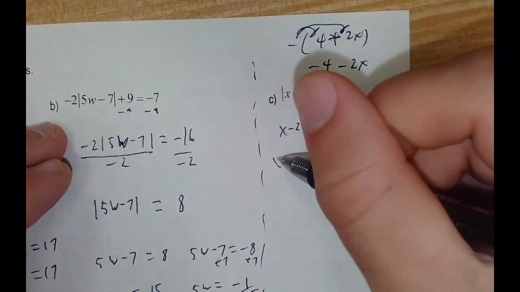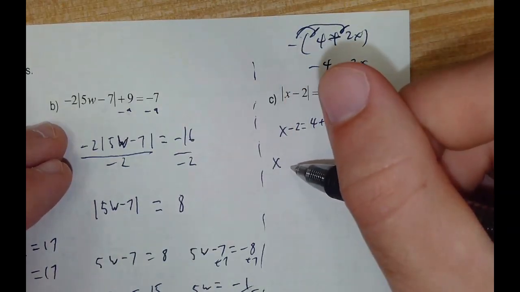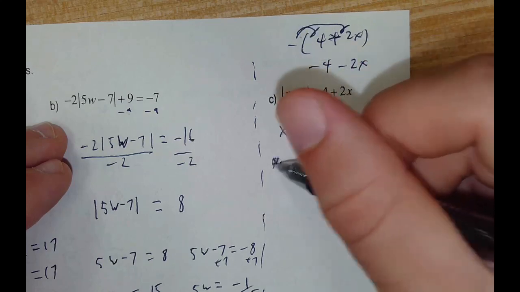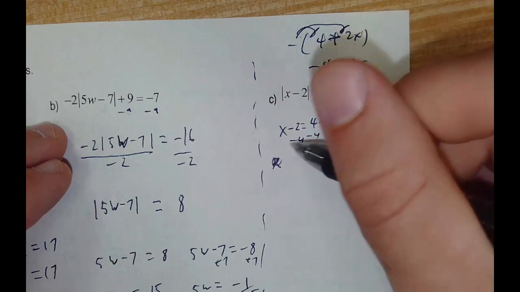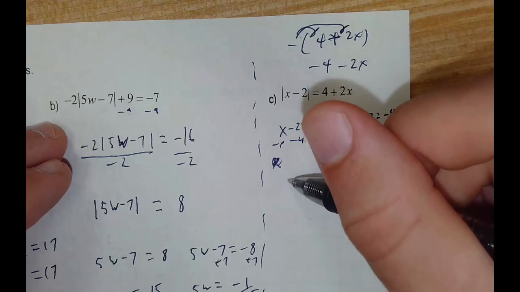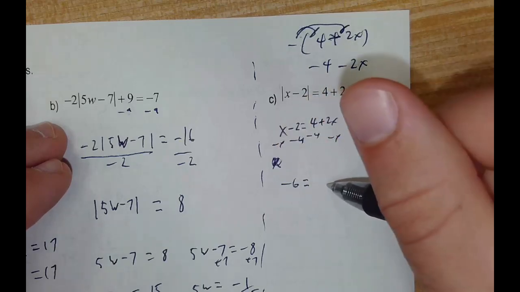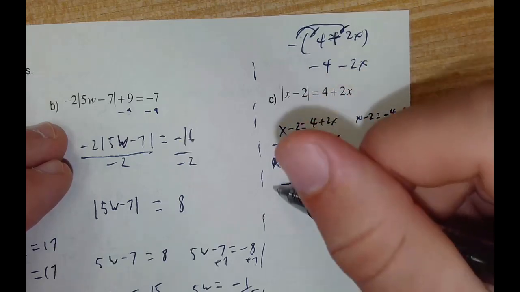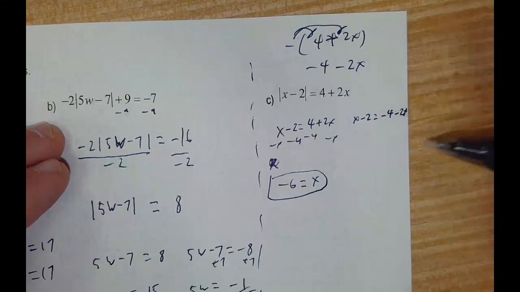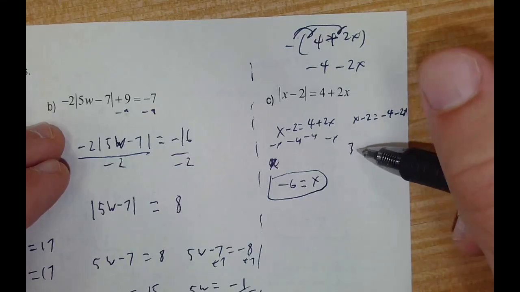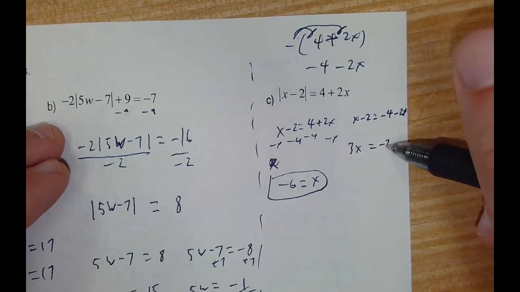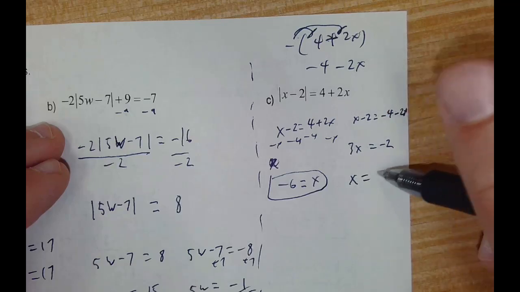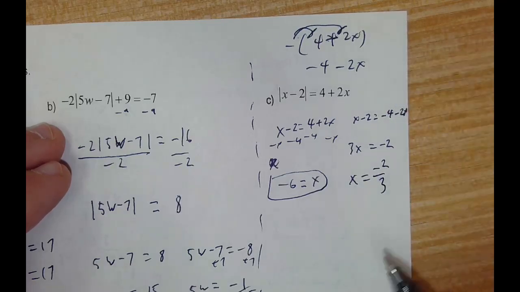So here we have x. Let's solve this here. So we'll do minus 4, minus 4, minus x. Negative 6 equals x. That's one of my solutions. And then here we'll have 3x equals negative 2, so x equals negative 2/3.